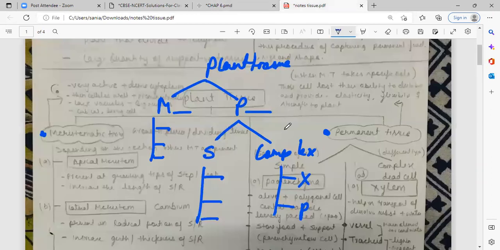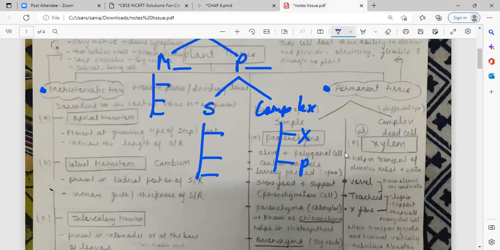And once you are done with this, then you will write apical. Wait a minute. Okay, so let's just start again because things were not right.